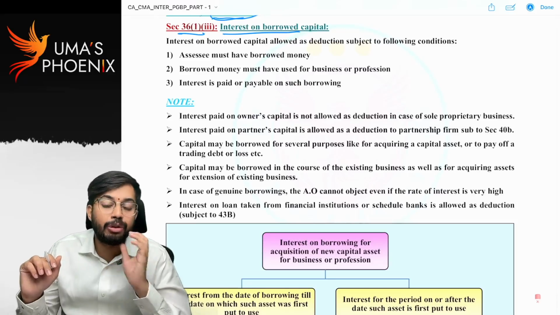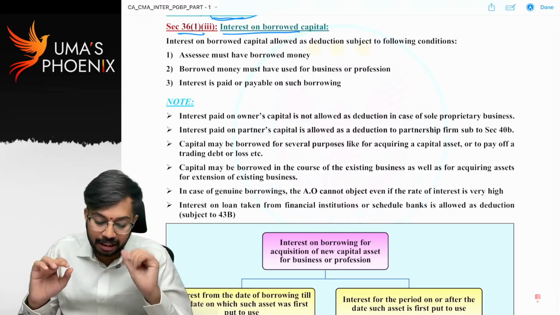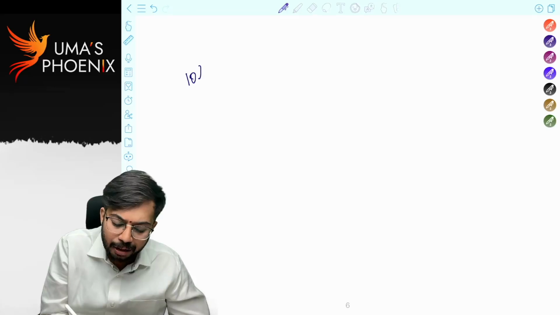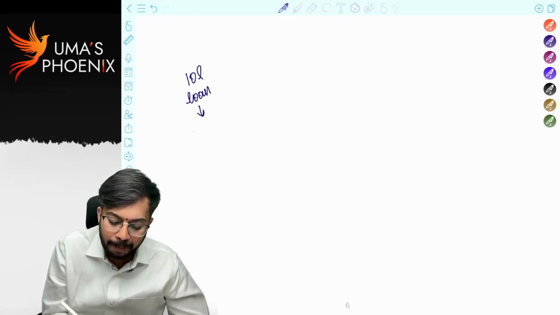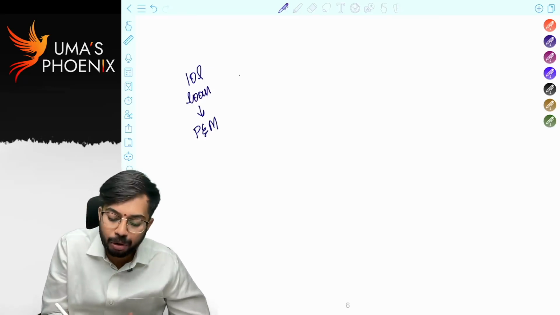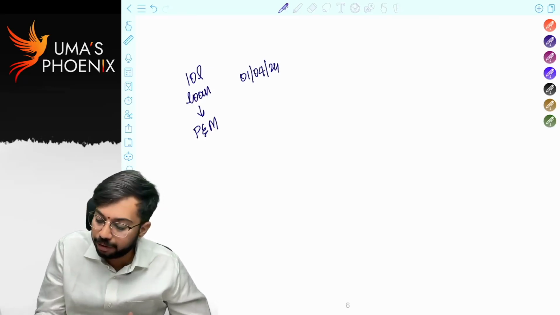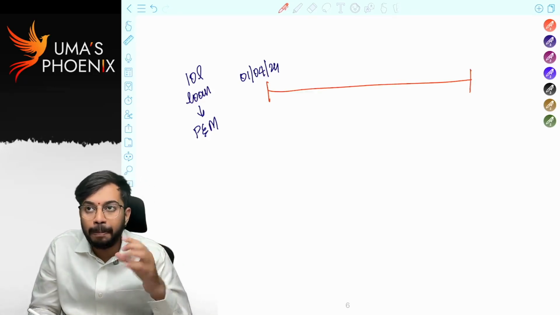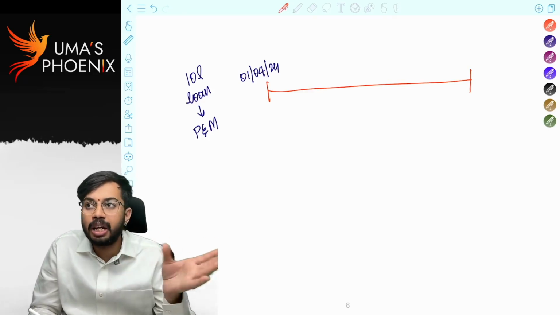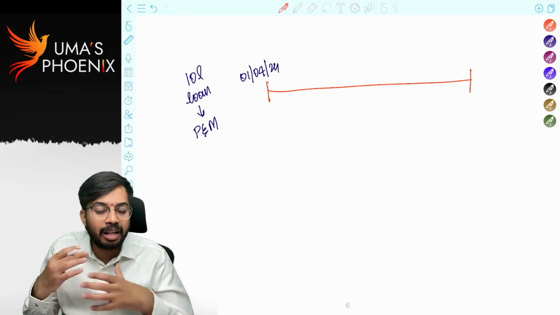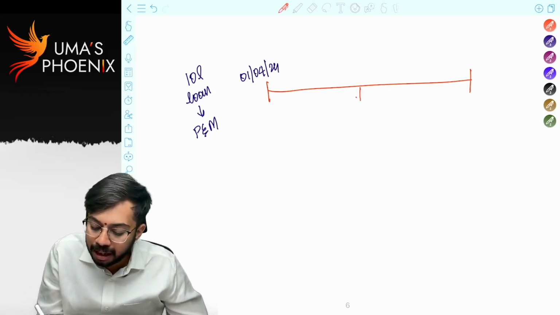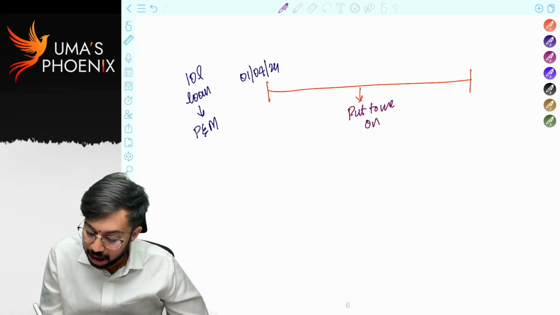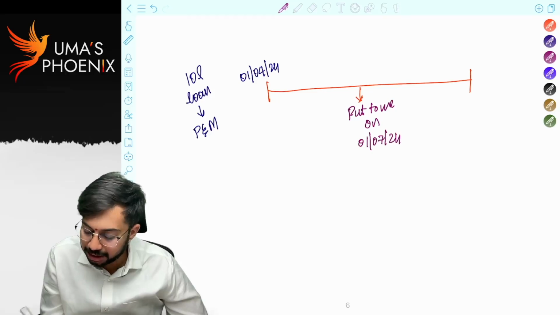Next, only interest of revenue nature is allowed as deduction. What do you mean by this? I took a 10 lakhs loan. Why did I take the 10 lakhs loan? For purchasing plant and machinery. I took the loan on 1st April 24. Even though I took the loan on 1st April 24 and paid the money, it took 2 months for the machinery to come to my factory, and I did a trial run and everything. Machinery was put to use on 1st July 24 onwards.